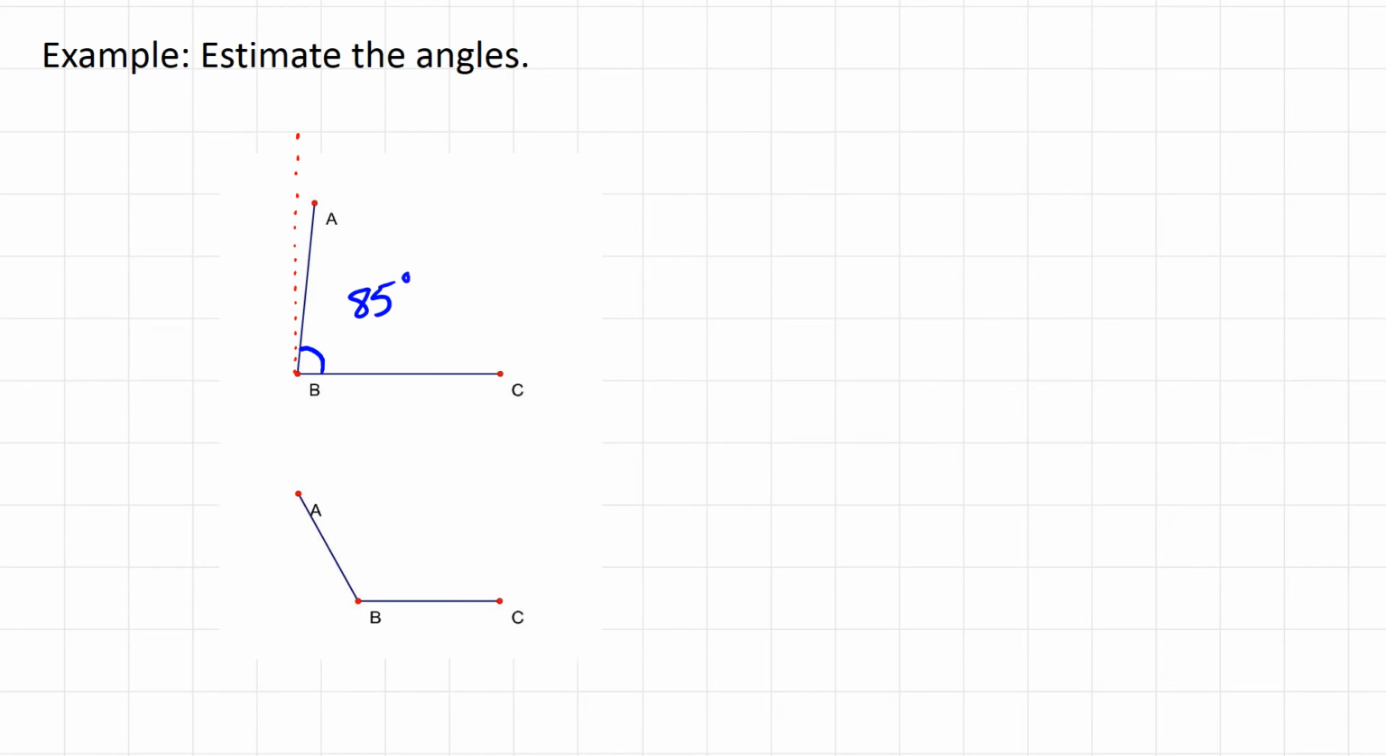If you said 80 degrees, that would be totally reasonable too and acceptable. I think 70 is getting too low. And if you were to say 89 degrees, that's probably a little too high. If you use your protractor, you can see that 1 degree is really, really small. So it's definitely not going to be like 89 degrees.